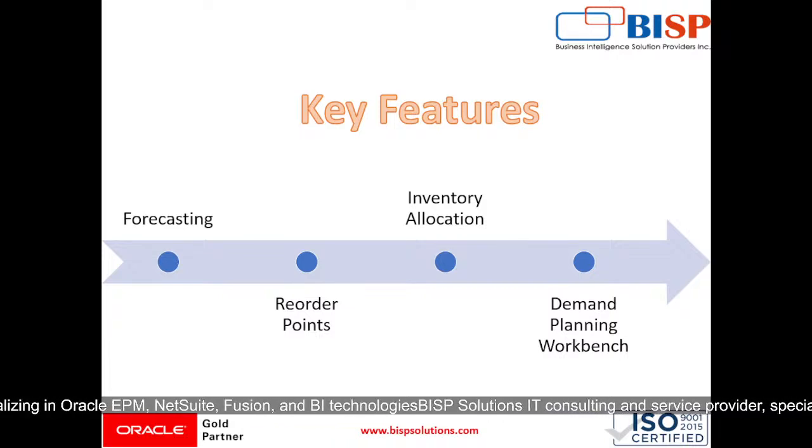In summarizing all the topics we have discussed: forecasting, which predicts future demand; reorder points, which automate restocking; inventory allocation, which distributes stock efficiently; and the demand planning workbench, which centralizes inventory and demand tracking. NetSuite's demand planning module ensures that businesses maintain optimal inventory levels, avoid overstocking or stockouts, and automate purchase and replenishment processes.